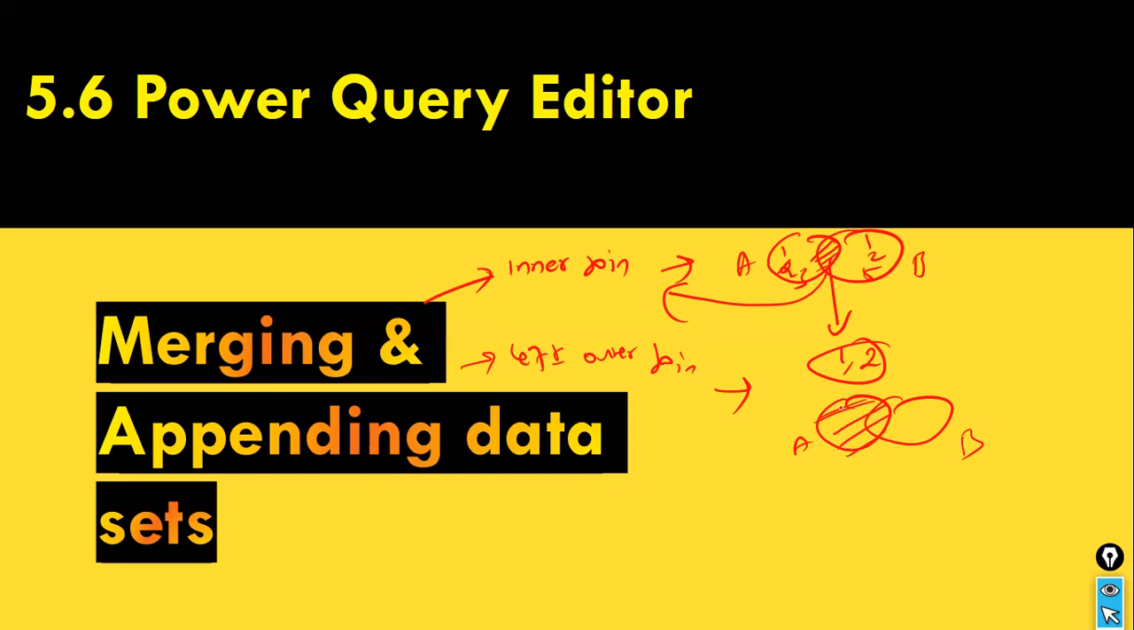Or we can say it this way: the left outer join keeps all the rows from the left table and brings in any matching rows from the other table. Okay, that is what we read.